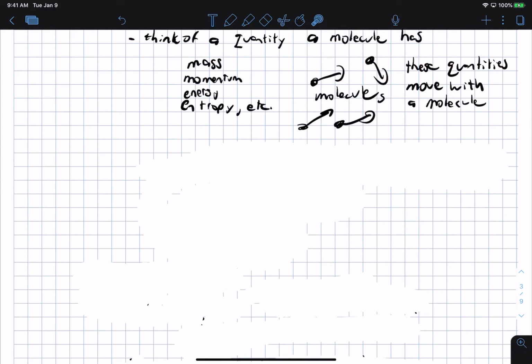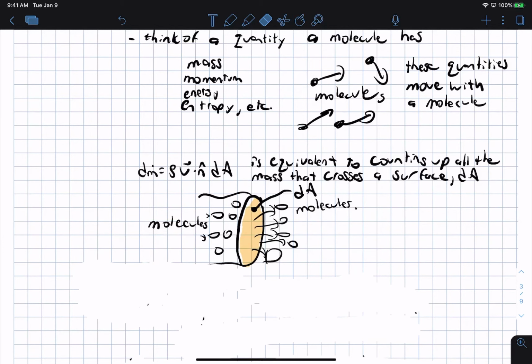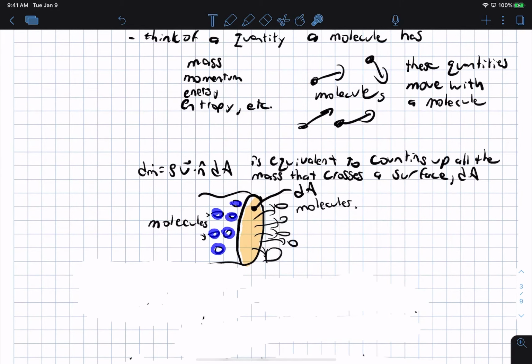Okay? And so what we can show is that if we think about this at the molecular level, and consider a small differential patch here, where now we don't have a continuous fluid but are actually drilling down and visualizing all the individual molecules, then dm dot equal to rho v dot n hat dA is actually equivalent to counting up all of the mass of each and every molecule that passes through the surface in time delta t, and dividing by that delta t. Okay, and so I will do that actually.